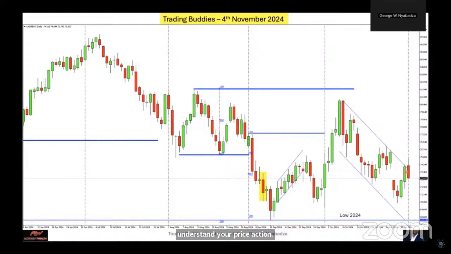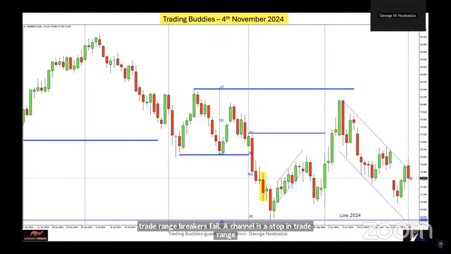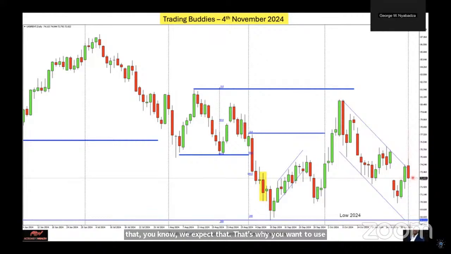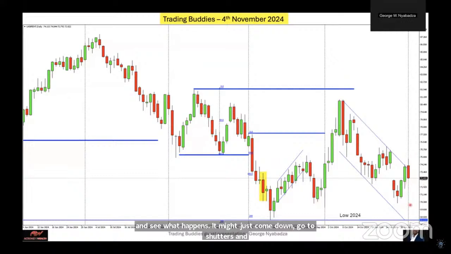Most trading range breakouts fail. A channel is a stop in trading range. So we expect that. That's why you want to use a wide stop. And then wait and see. If you are still bullish, hold your stop, if you're in a trade here, and see what happens. It might just come down, go a bit sideways and go up again. This might happen, down and then up. It just depends where your stop is.